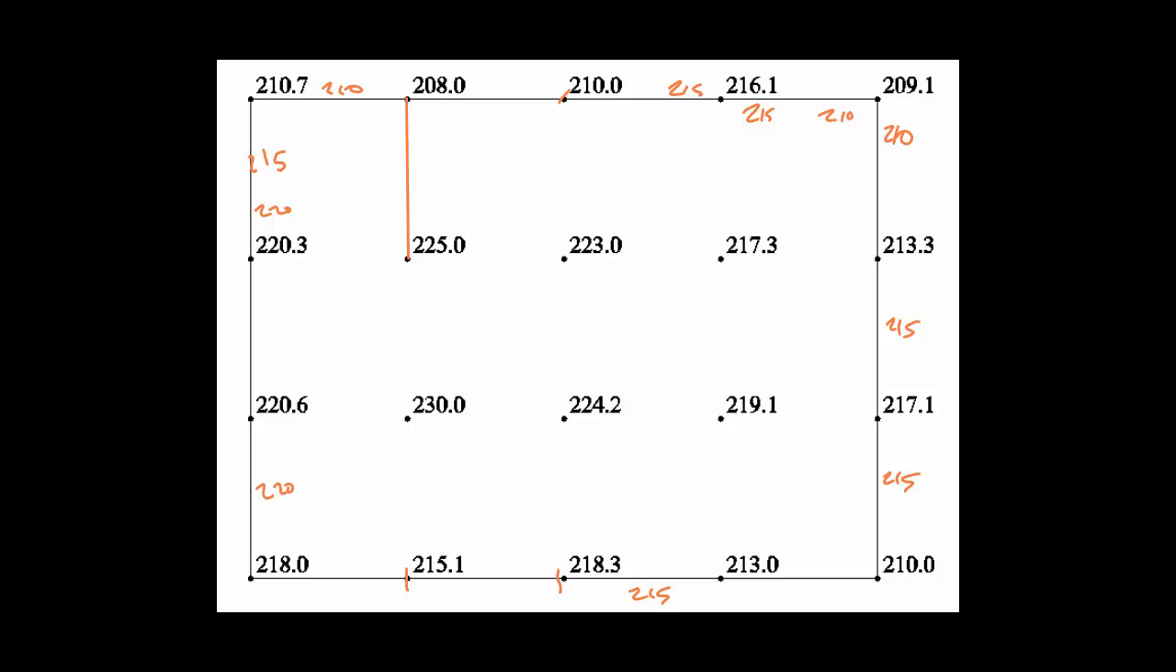I know those will be 210, 215, and 220. I don't have any between 225 and 223, but between 210 and 223, once again, I will have a few more. See, here I will have 215 and 220 are the elevations for contours that will cross between those points at 210.0 and 223.0. So I'm going to go ahead and draw the rest of these, and I would encourage you to do the same thing.